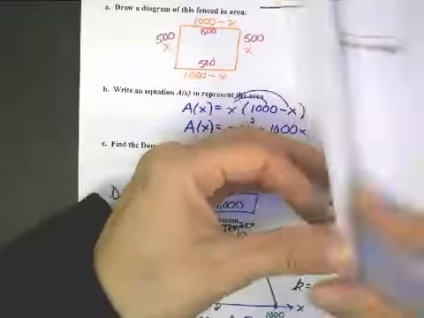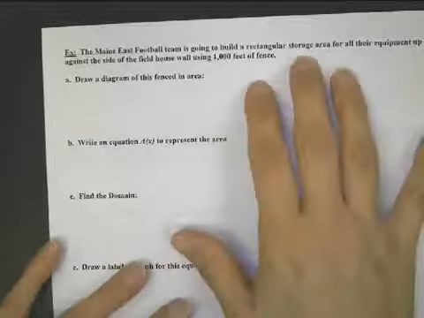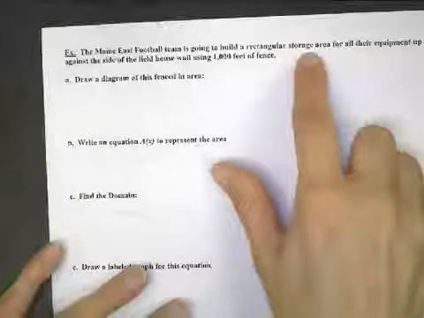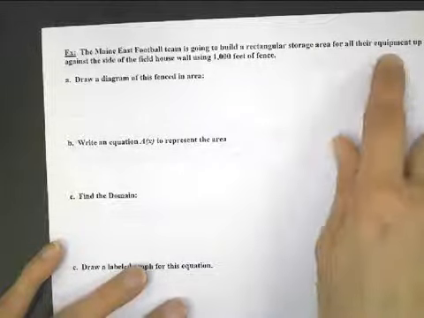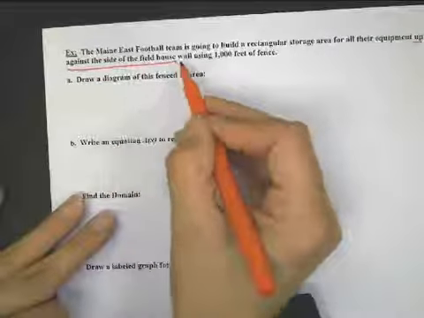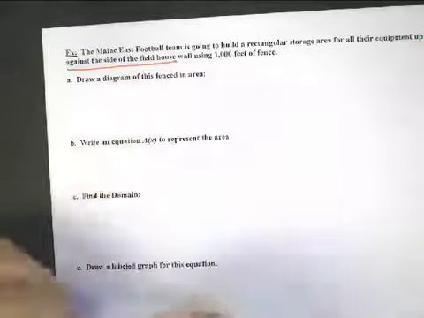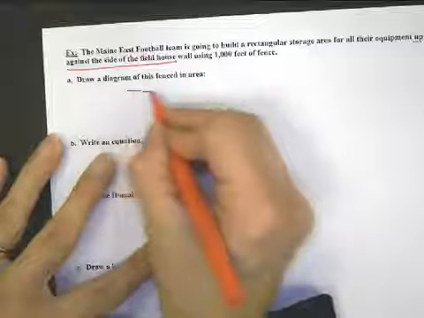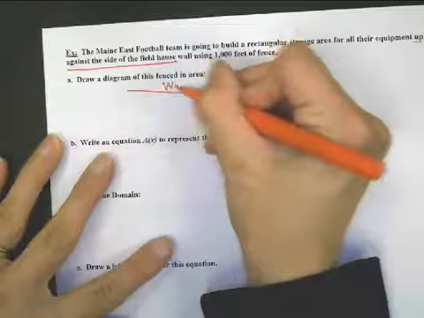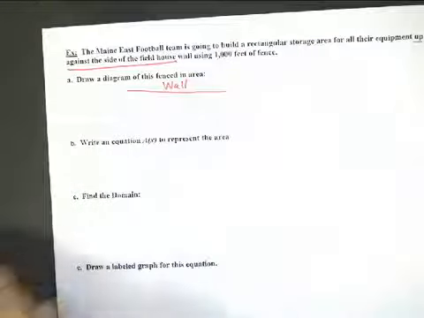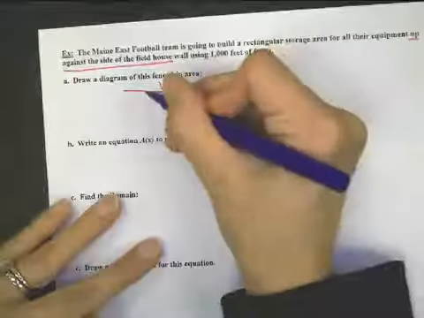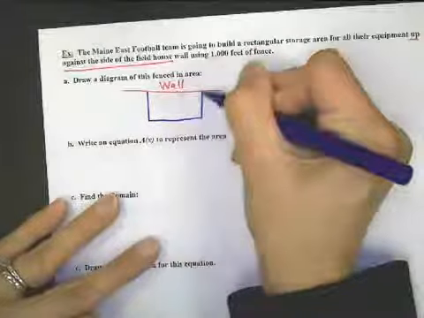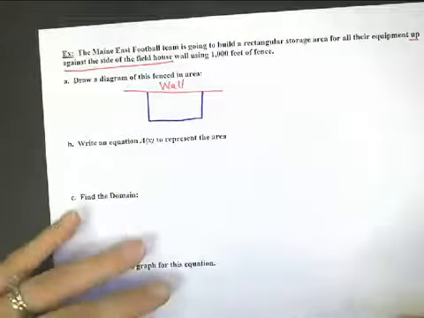Okay, let's take a look at another one. So we've got the Mayonnaise football team, and they're going to build a rectangular area. They're going to have like a little storage area for all their equipment up against the side of the field house. Oh, okay, so this is a little different. So they have this wall right here. Here's the field house wall. And then they're going to be making a rectangular area up against it like this. Put 3 sides of fence, and then that's where they'll put all their equipment.